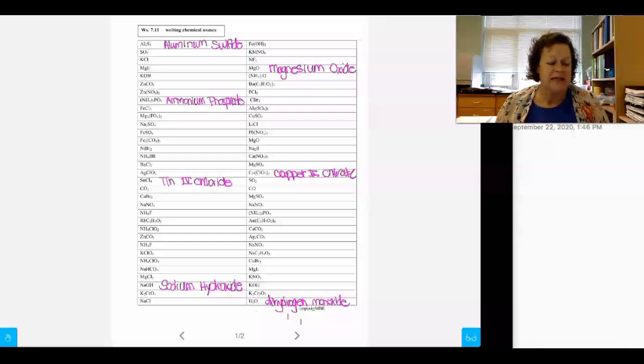Anyways, this has been a wonderful unit. I hope you've enjoyed this lesson, and I'm looking forward to bonding, because now we're going to take all of these formulas and put them together into how they bond together. They either lose electrons or share electrons, and we're going to learn all about that in the next unit.